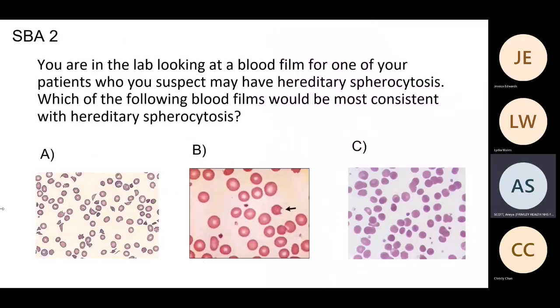So next, SBA. You're in the lab looking at a blood film for one of your patients who you suspect may have hereditary spherocytosis. Which of the following blood films would be most consistent with hereditary spherocytosis? A, B, or C? Polls open now. This is a bit of a tricky question.